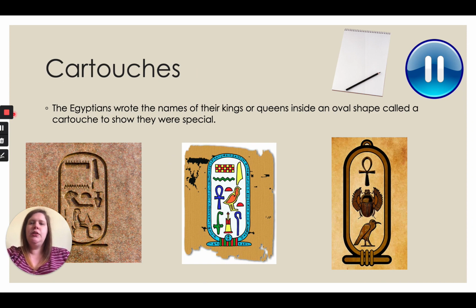So cartouches are where the Egyptians wrote the name of their king or queen inside an oval shape called a cartouche to show that they were special. Here you can see some examples. They're pretty amazing. I wonder if you can decode any of them. Pause the video to make some notes about cartouches.